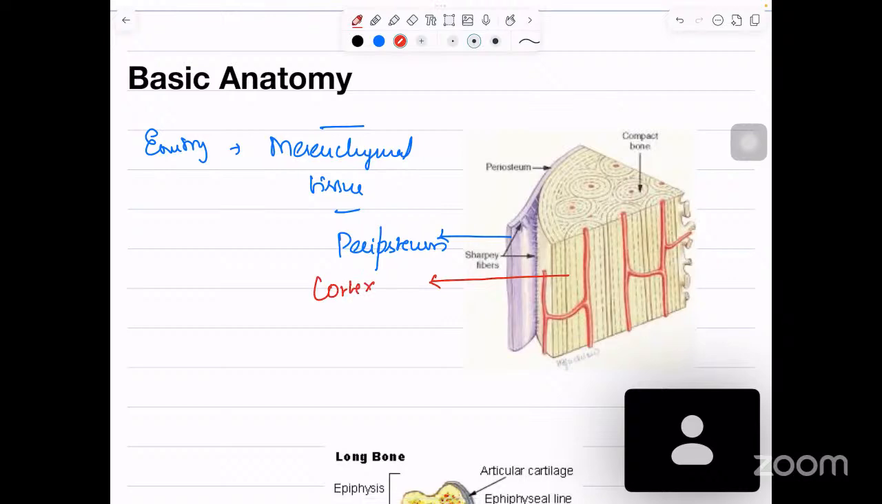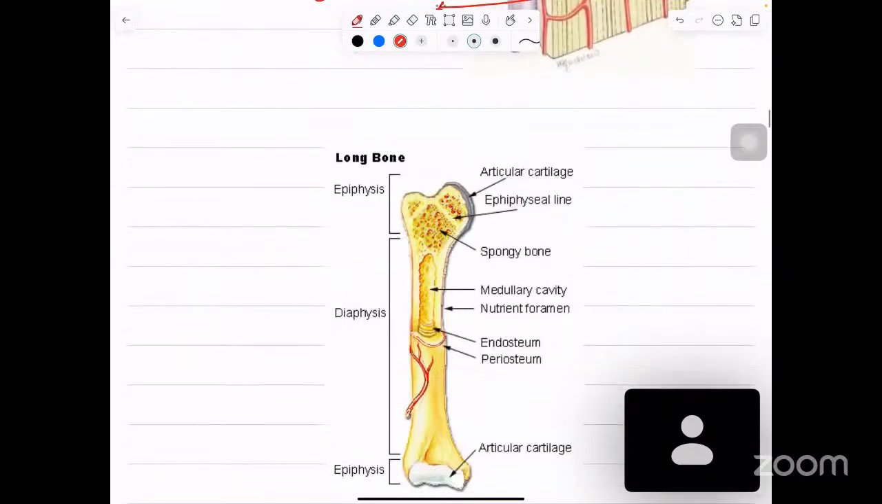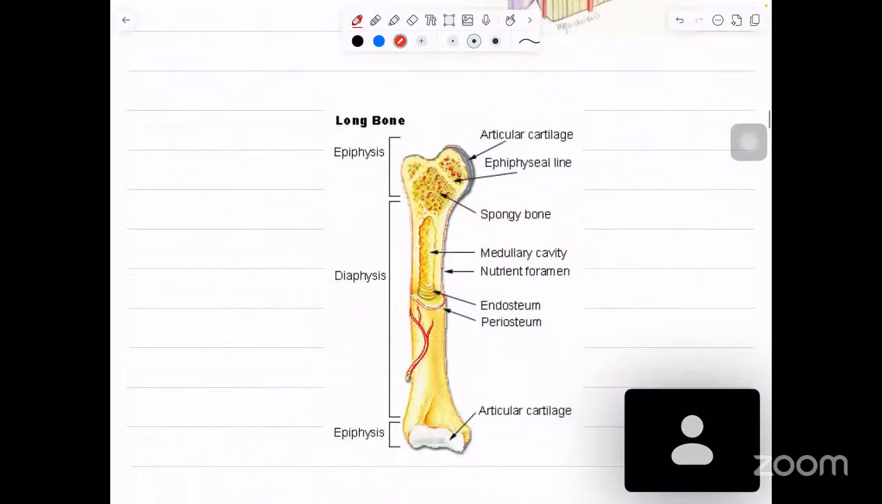After the cortex, when you dig deeper, this part is actually a cross section. When you dig deeper, this image will be highlighting it. So this central part is known as the medulla of a bone. This is the medullary cavity, and this structure is the cortex.